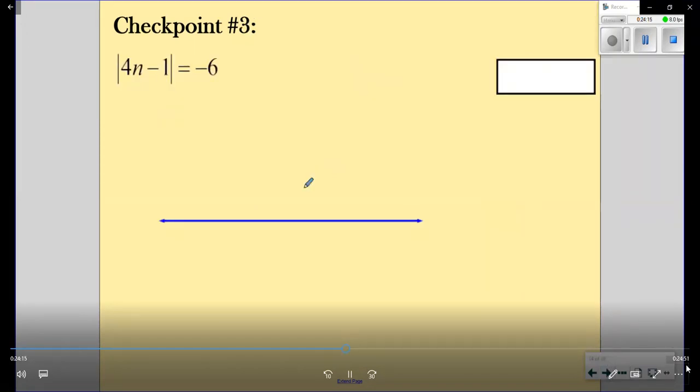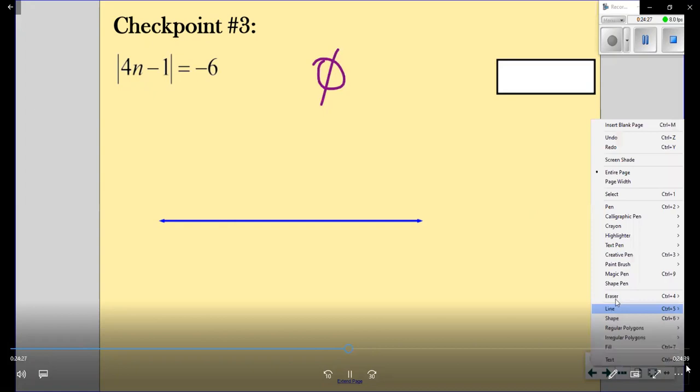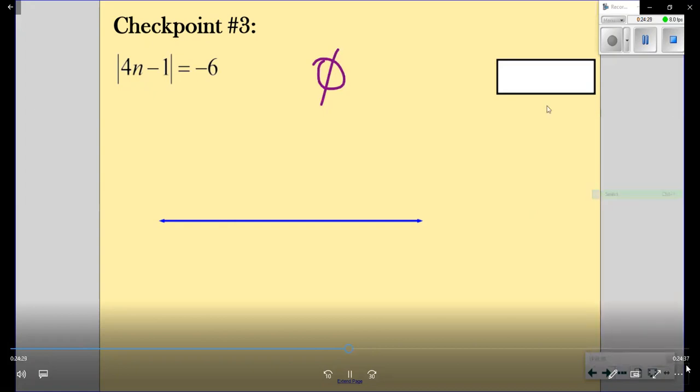Alright, for this one, I'm not even going to do anything because I notice my distance is negative 6. So, in this case, there's no solution. When you see that your distance is negative, don't even bother doing any work. Just write no solution or just put the symbol for no solution.